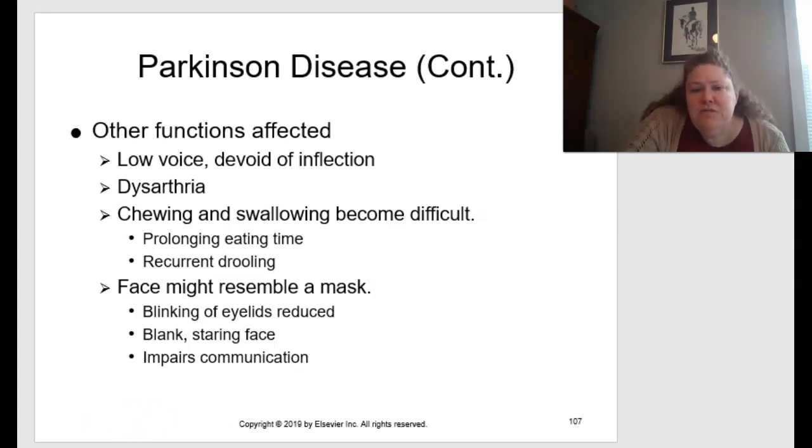So other functions that can be affected can be a low voice that is devoid of inflection. So instead of raising and lowering voice, it's just very monotone. Dysarthria can also be a sign, a symptom of it. Chewing and swallowing can become difficult. This can prolong the eating time, and it also can cause recurrent drooling. And the face might resemble a mask, where the blinking of the eyelids is going to be reduced, and you can have a blank and staring face, and this can impair communication.